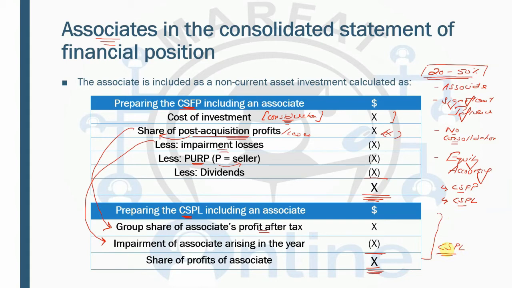So equity accounting is done in relation to the associate because there is no control, instead there is significant influence, so no consolidation should be done. There should be equity accounting, which means one figure should be recorded in the consolidated statement of financial position, and another figure should be recorded in the consolidated statement of profit or loss.